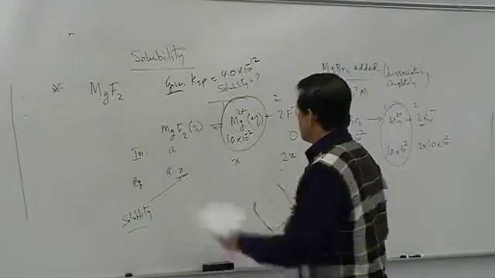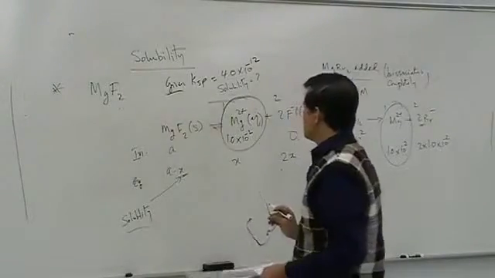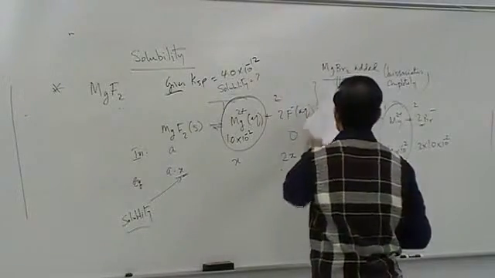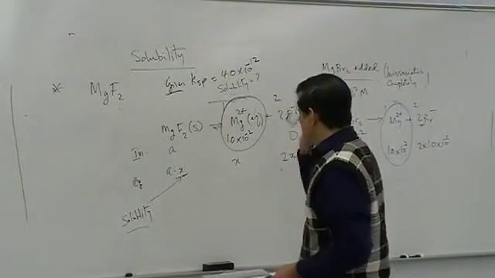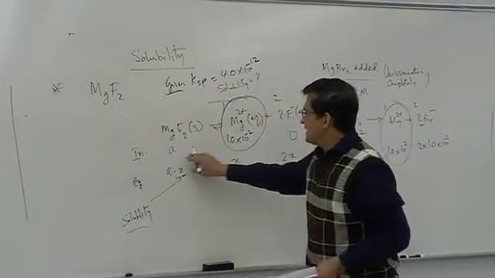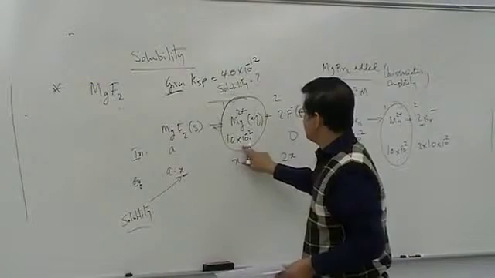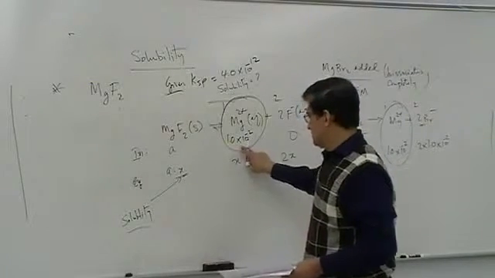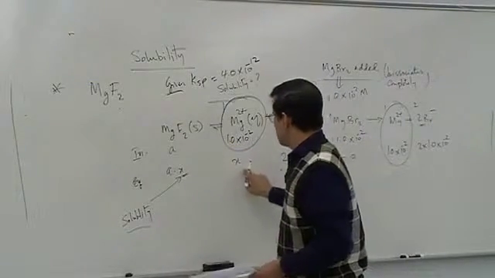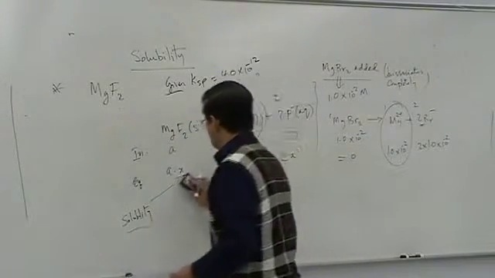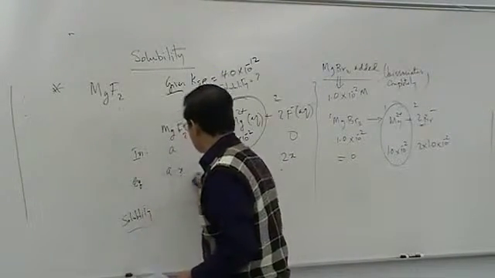In this case, Ksp is given, but you need to calculate solubility in the presence of a common ion, which is coming from MgBr2. So at the beginning, when you add MgF2 to MgBr2, you already have this much Mg in the solution. And X is the additional quantity because of the breakdown of this MgF2. So let's now find out. Again, X is the solubility.